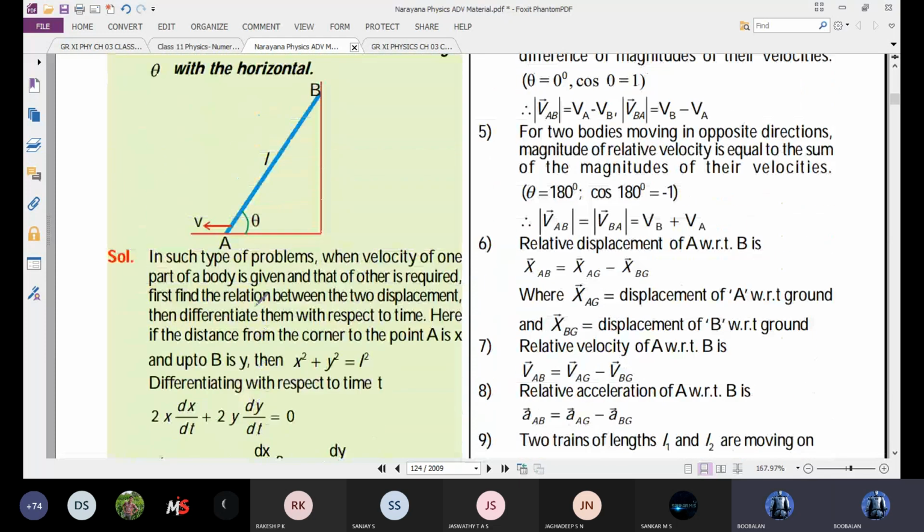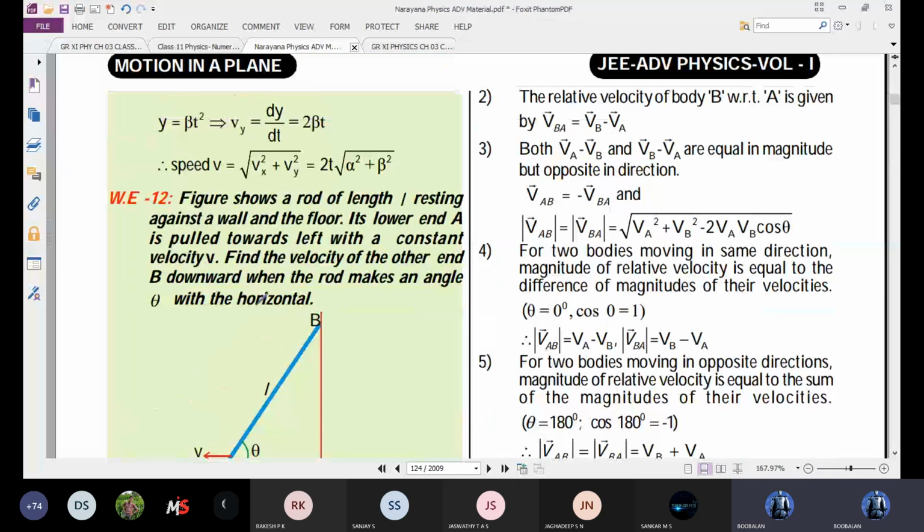Next one, the same way. The relative velocity of car B with respect to A, what is the formula? VB minus VA. A with respect to B means VA minus VB, and B with respect to A is VB minus VA.